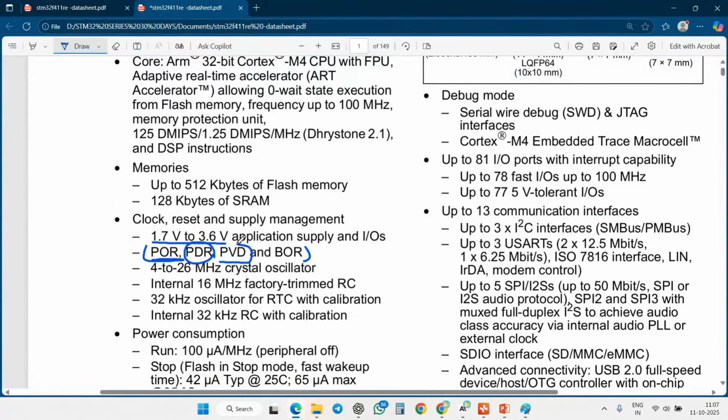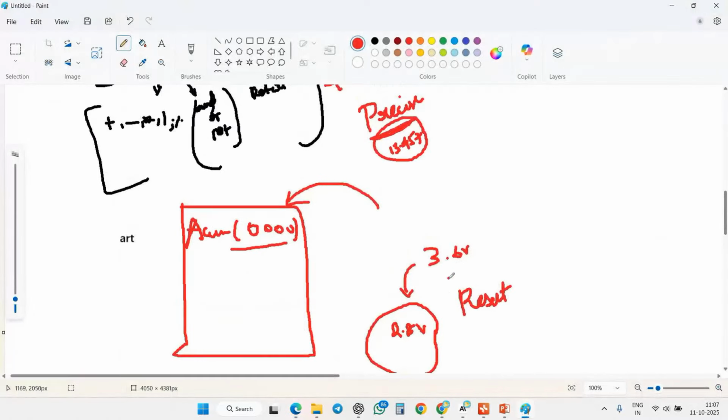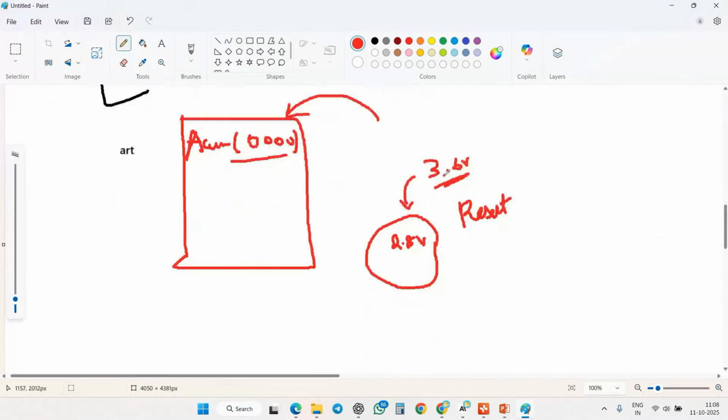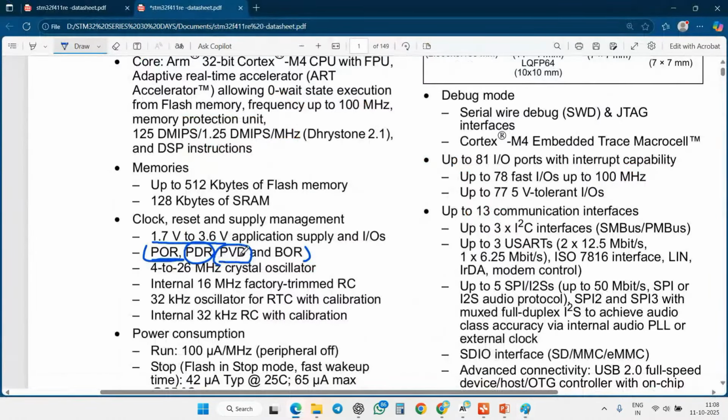And this one is called a power voltage detector. What is a power voltage detector? It's just indicating that if the voltage is getting down below this range, you will get some notification, like your power is getting down below this range. That is the power voltage detector.